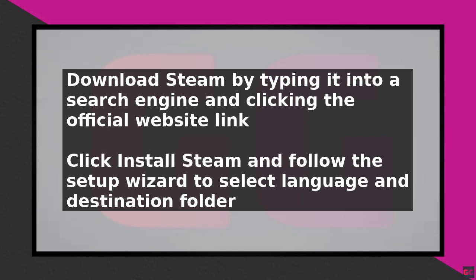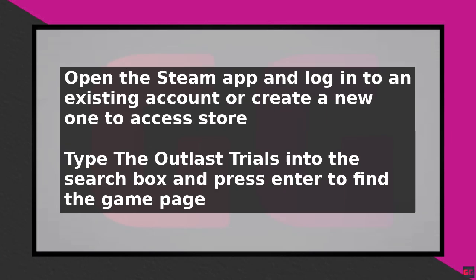From there, click on Install Steam at the top of the page. Select your platform, and click Install Steam again. Once the Steam setup has been downloaded, click on it to open the setup wizard. Follow the prompts to select your language and choose a destination folder for the installation. Then click Install to begin the installation process.